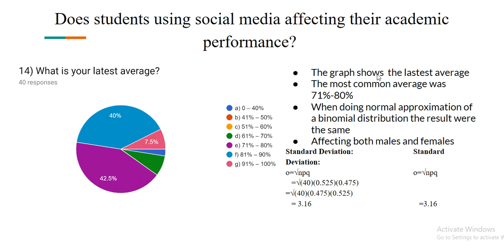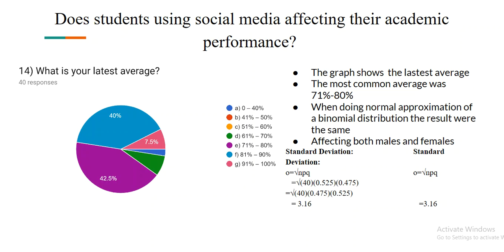So with this part of the slide, I'll be talking about the normal approximation of binomial distribution and binomial distribution. The first part is the binomial distribution. So with this graph, it is showing the latest averages of students. So the most common averages that we got was 71 to 80%.